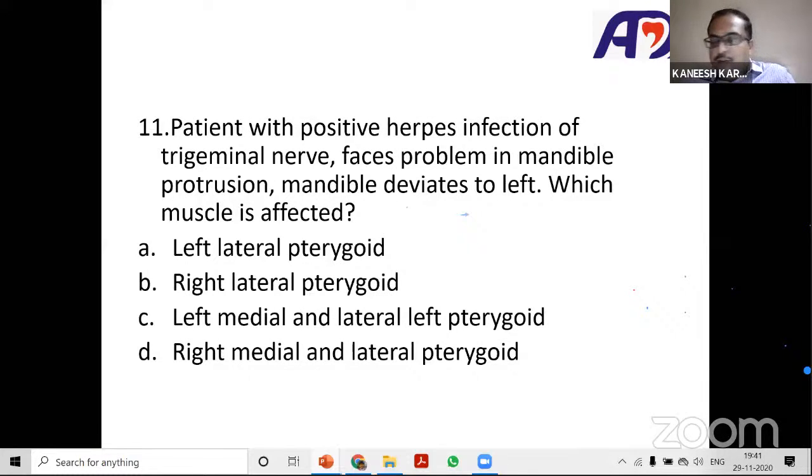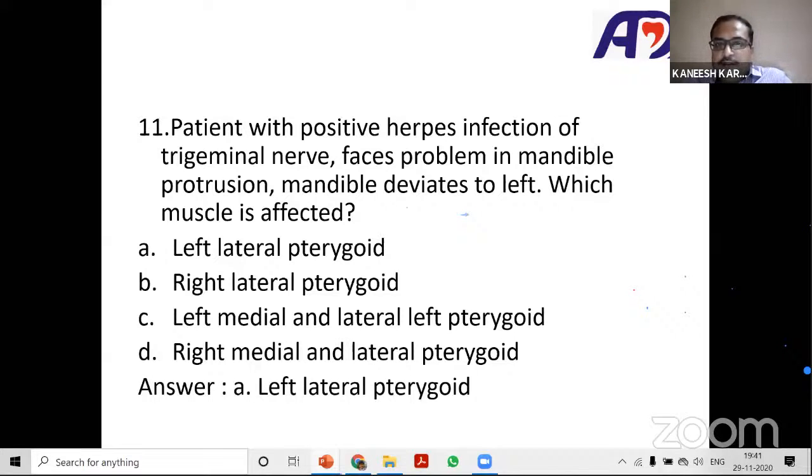Very good. Finally, I think you guys have got the concept of lateral pterygoid movement. So the mandible deviates to the left. Which muscle is affected? Left side muscle is affected. Left lateral pterygoid. Excellent.